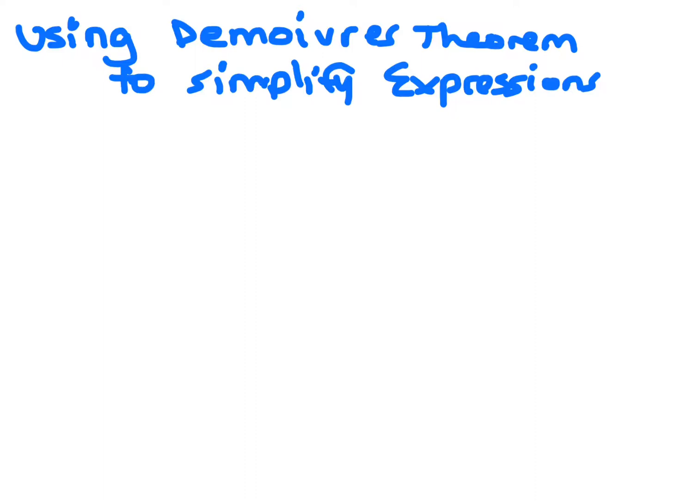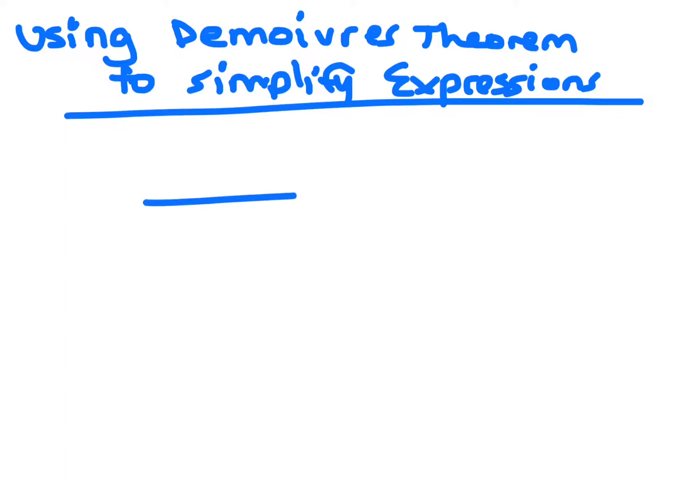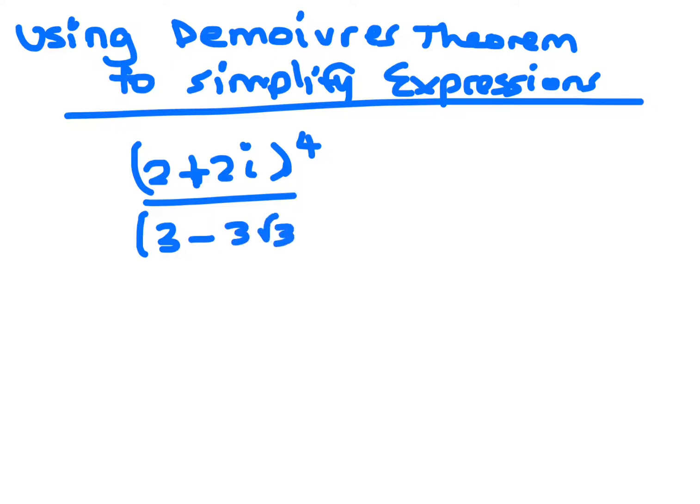Using De Moivre's Theorem to simplify expressions. So let's have a look at 2 plus 2i, and we'll put that to the power of 4. And then 3 minus 3 root 3i, and then put that to the power of 2.